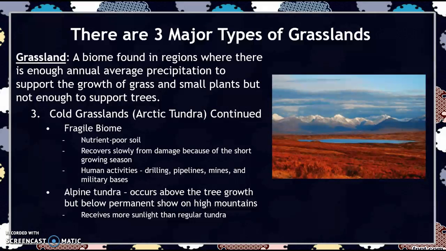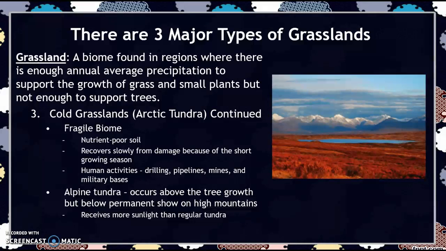Cold grasslands are a very fragile biome because their soil is nutrient poor. It recovers very slowly from damage because it has a very short growing season. Most of the time it's too cold for things to actually grow. So it's hard if damage comes through for things to recover. Also, there's a lot of human activity going on in the cold grasslands and disturbances such as drilling, pipelines, mines, and actually a lot of military bases.